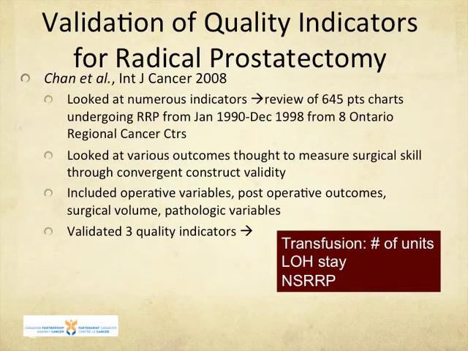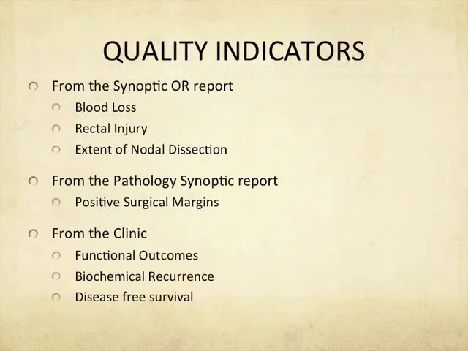There are a number of different areas of quality indicators that people have discussed, one of which was from Queen's, where they felt that in radical prostatectomy, the three quality indicators would be transfusion, length of hospital stay, and whether a nerve sparing was done. Some other areas that they looked at when they were in Winnipeg they thought were maybe more important were more complication-based. So again, blood loss, rectal injury, and extensive node dissection were the three areas that came up as quality indicators that people could feed back to determine if they were achieving success.